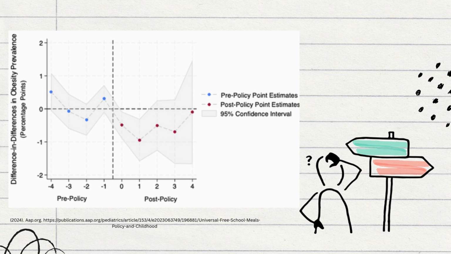Therefore, the implementation of CEP did help reduce the prevalence of obesity in public schools by ensuring that students were receiving adequate nutrition and steering away from ultra-processed foods.